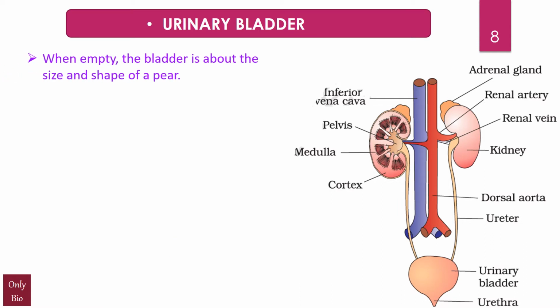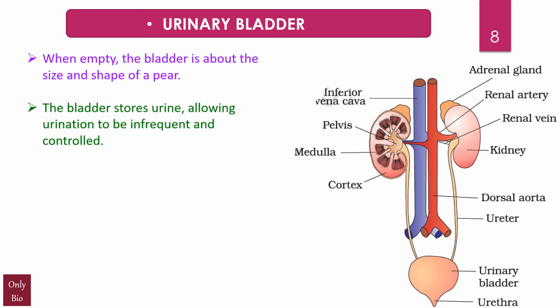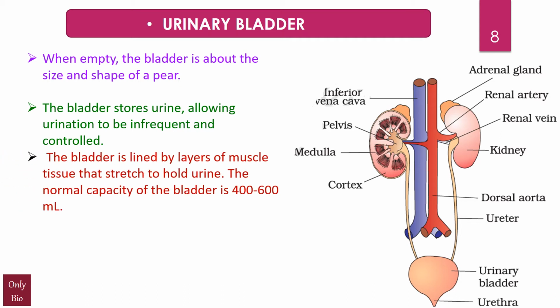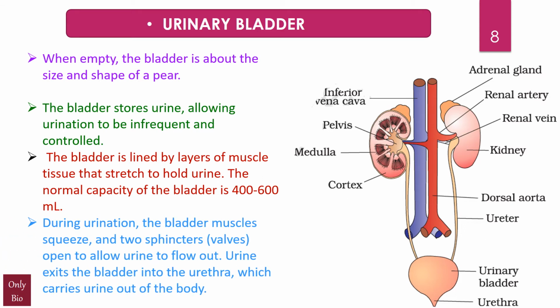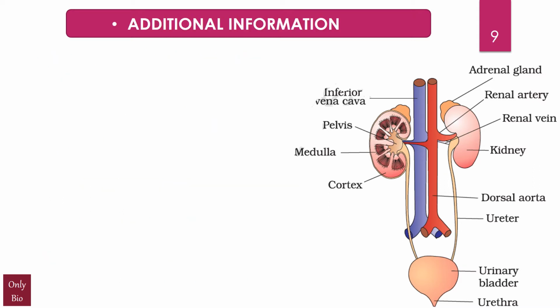When empty, the bladder is about the size and shape of a pear. The bladder stores urine, allowing urination to be infrequent and controlled. The bladder is lined by layers of muscle tissue that stretch to hold the urine. The normal capacity of the bladder is 400 to 600 ml. During urination, the bladder muscles squeeze and two sphincters, that is valves, open to allow the urine to flow out. Urine exits the bladder into the urethra, which carries the urine out of the body.